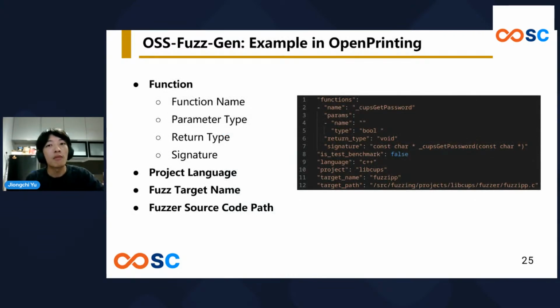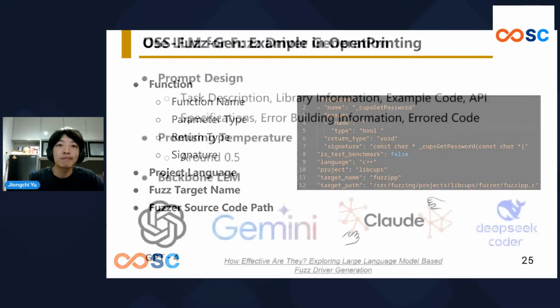So what do we need to set up in the configurations in OSS-Fuzz-Gen to generate fuzzers for us? There is one simple example in libcups. Using such a config, OSS-Fuzz-Gen will build and adopt multiple query loops with LLMs to generate functional fuzzers for fuzzing. What we need exactly is just the function names, parameter types, return types, and signatures. Here's an example. And yes, we need to specify the project language and fuzz target names, etc.